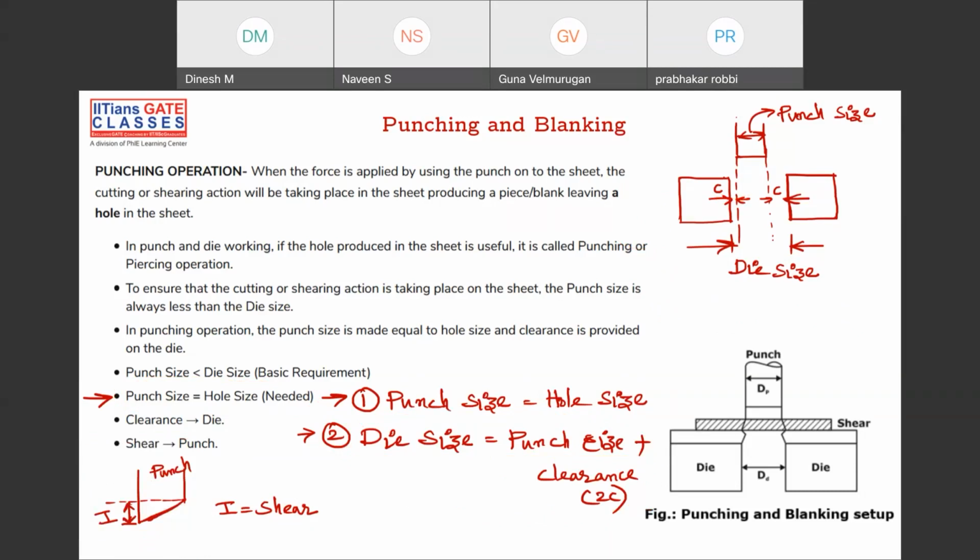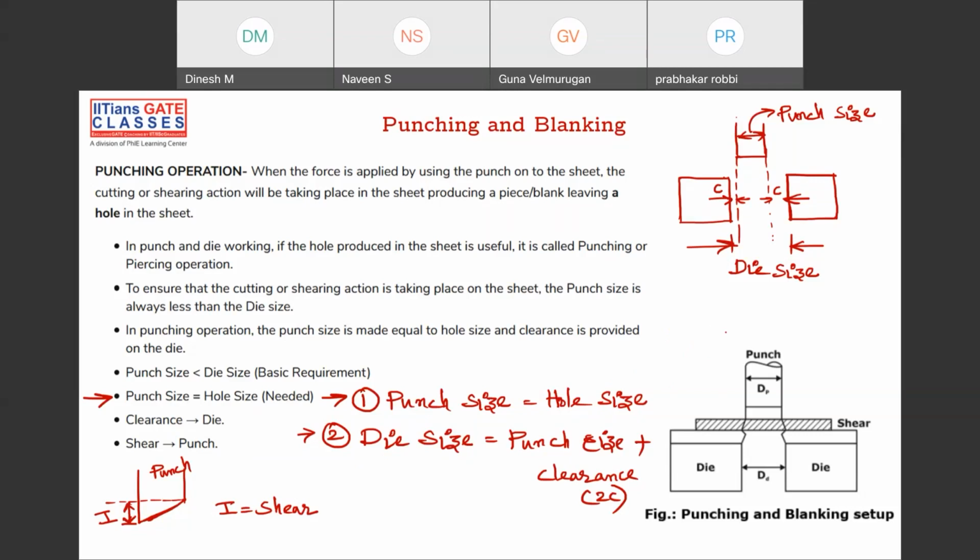Please try to remember, punch size is less than die size, and punch size is equal to hole size. Die size is equal to punch size plus some clearance, that is 2C. Yes, good. Now, so what is shear?